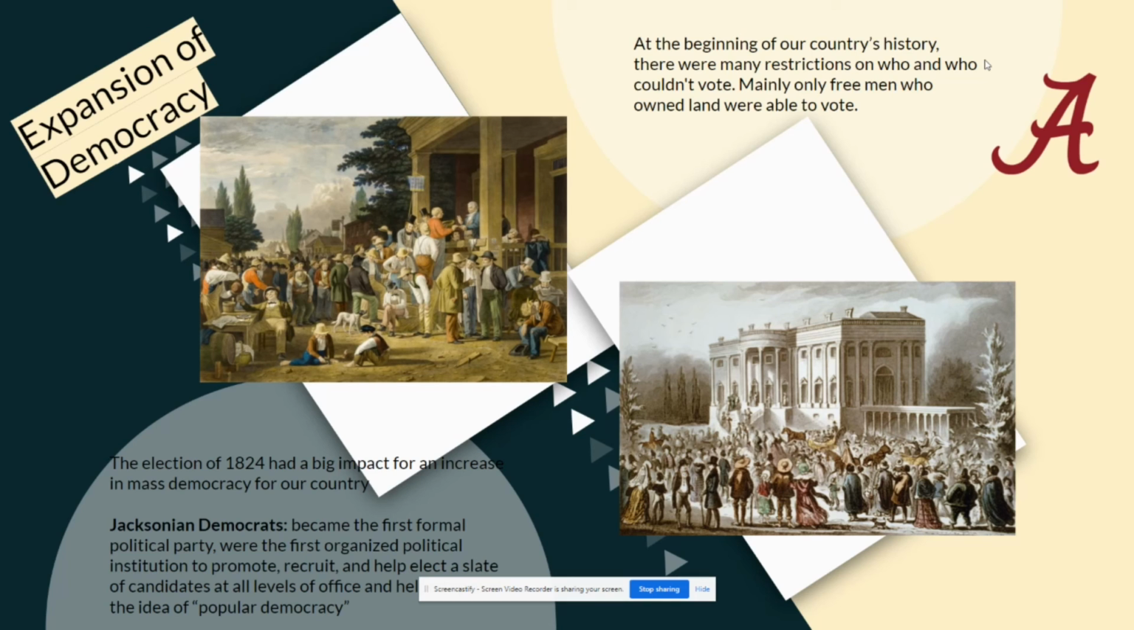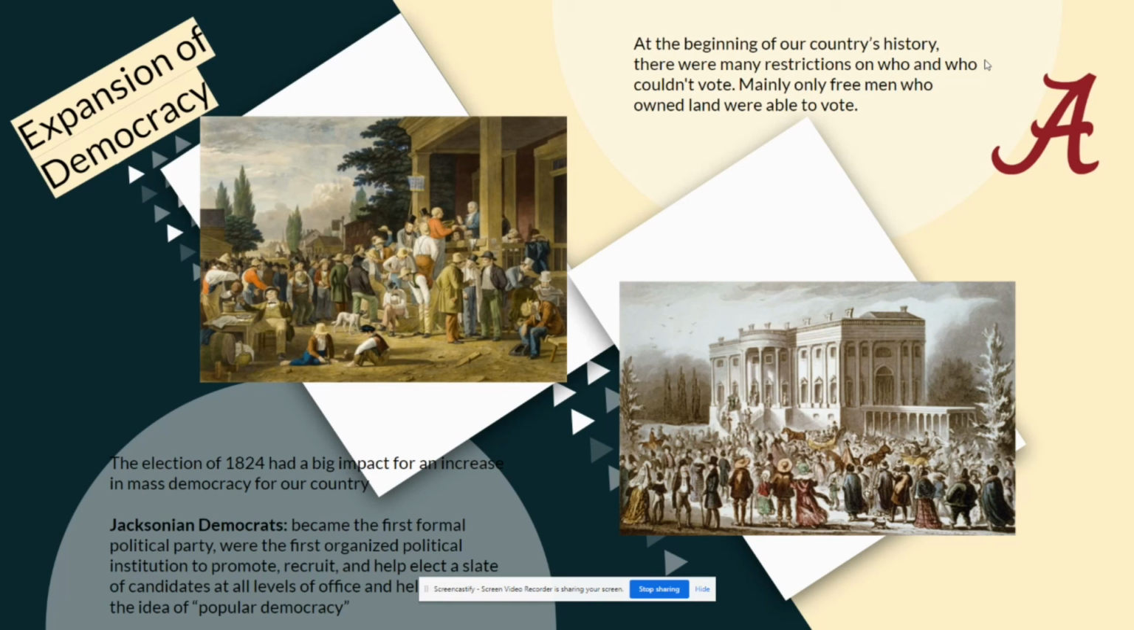During the early 1820s, the public demanded voter eligibility spread. Although it was mainly focused on only men, it was a big step for opening up political involvement. The election of 1824 had a big impact for an increase in mass democracy for our country. During the years of 1824 to 1828, most states responded to the election by dropping their property requirements for voting, as a result opening up the election abilities for free men over the age of 21.